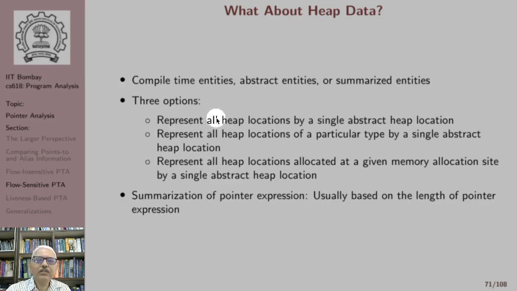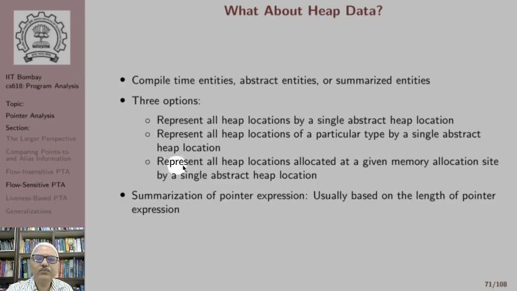The first option is to represent all heap locations by a single abstract heap location, let's call it H. So any heap location, dynamically allocated location, is assumed to point to that particular location. Or we can represent all heap locations of a particular type by a single abstract heap location of that type.